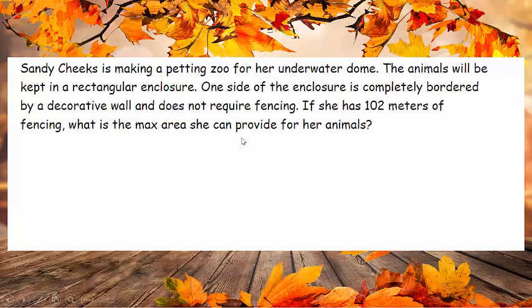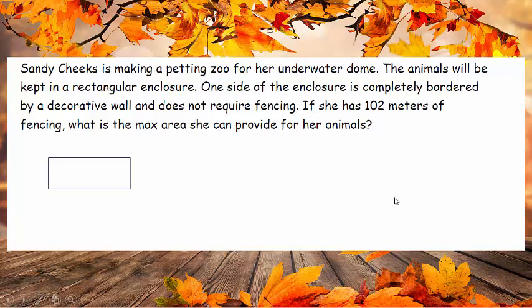So we're going to do another one, and this time I'm not going to have the picture already done for you. So Sandy Cheeks from SpongeBob is making a petting zoo for her underwater dome. The animals will be kept in a rectangular enclosure. One side of the enclosure is completely bordered by a decorative wall and does not require fencing. She does have 102 meters of fencing, so what is the max area she can provide for her animals?